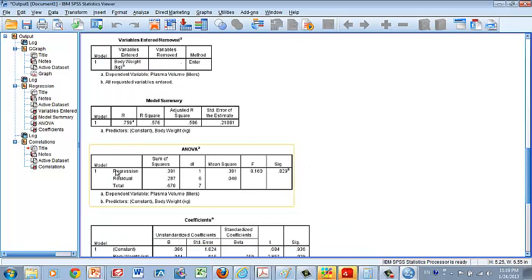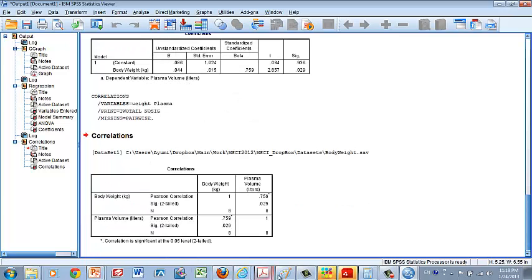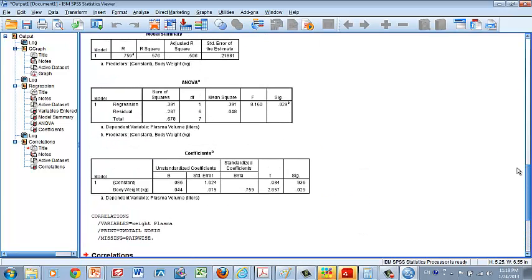Then you look at the p-value for regression. This is the p-value for the slope. This is the slope, and constant means intercept, so this is the intercept value. Based on this, here is our interpretation. Plasma volume is estimated to increase by 0.044 liter for every 1 kilogram increase in body weight, and the association was statistically significant with a p-value equal to 0.029.